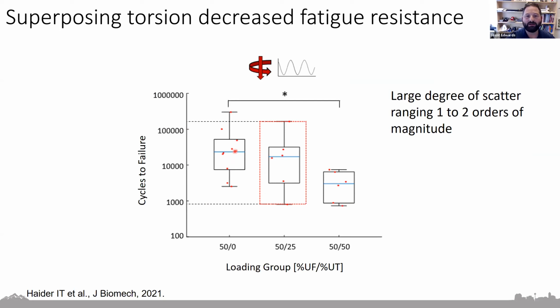But it also does seem to suggest that perhaps torsional loading does play an important role in the risk of developing stress fractures. And what you can also see is even in these whole bone samples, we see a considerable amount of scatter that's varying about two orders of magnitude here. And so there's something still that's driving this scatter at the whole bone level.